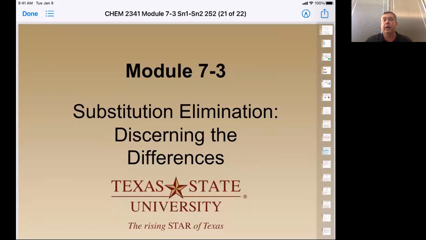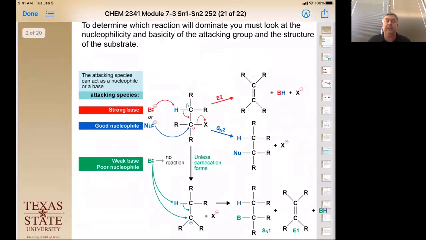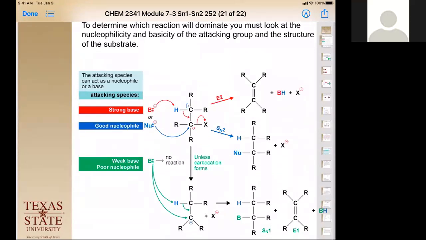So what we have is competing mechanisms, and we need to find a way to ask the right questions to determine what our major product is going to be. When we have our system here, we want to think about: is it a base? Is it a nucleophile? Is it a strong base? Is it a weak base? You want to start comparing things.